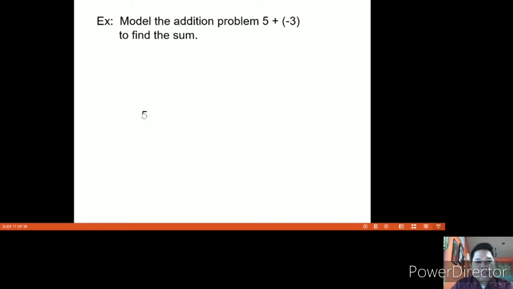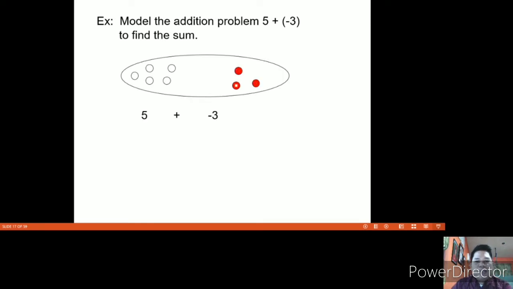How about 5 plus negative 3? Using the solid and hollow dots, so we have, okay, they annul each other. The remaining is 2 hollow, which is positive 2.